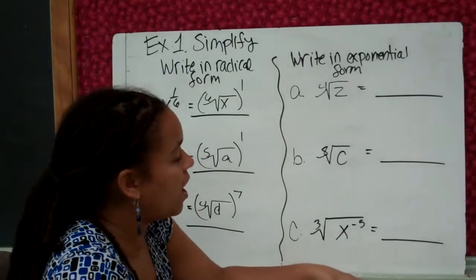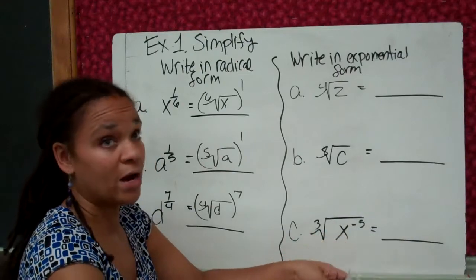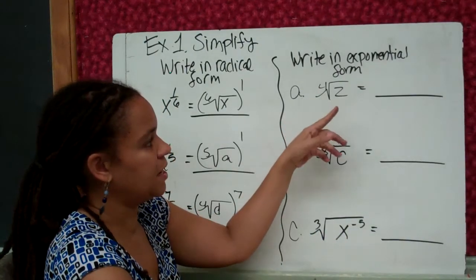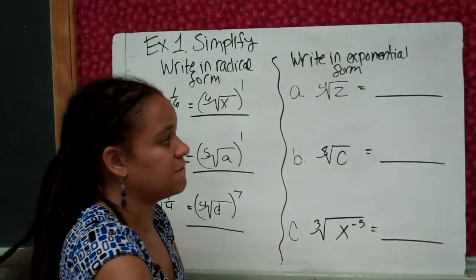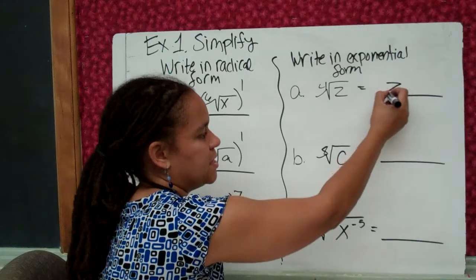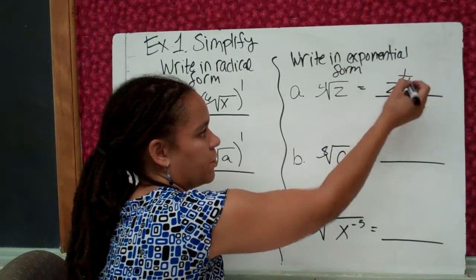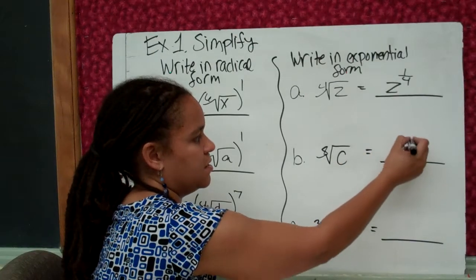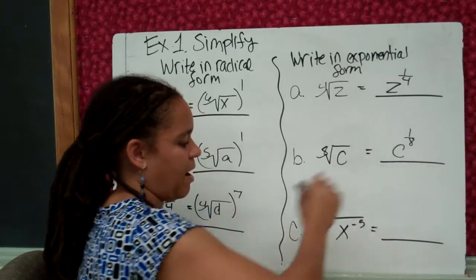And now let's go the other way. If you have it in radical form and you want to put it in rational form, we need to make it have an exponent that is a fraction. So the 4th root of z is really z to the 1/4 power. 8th root of c is really c to the 1/8 power.